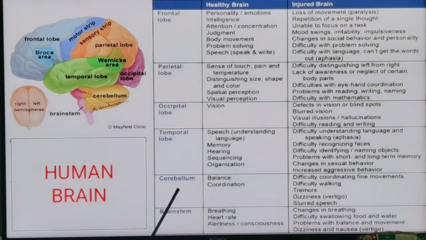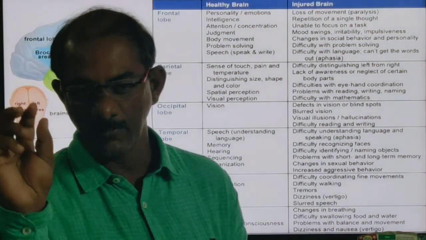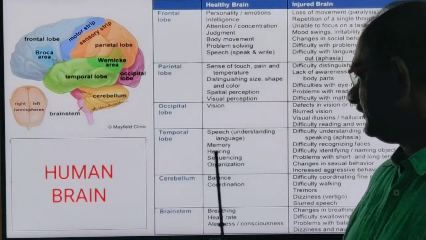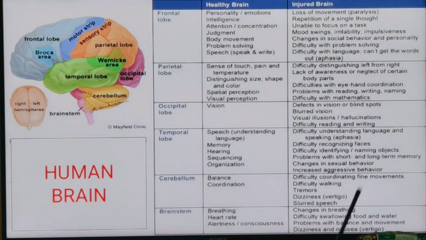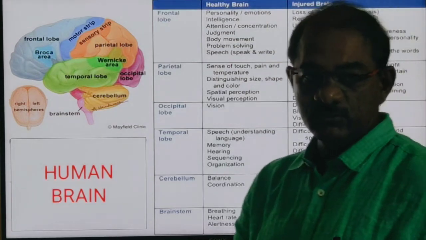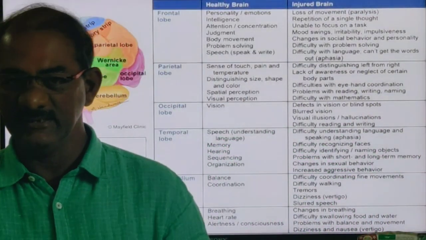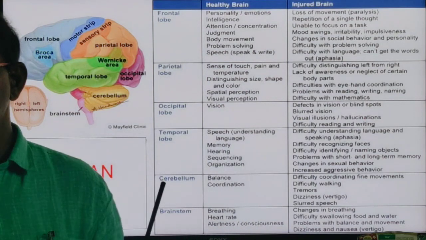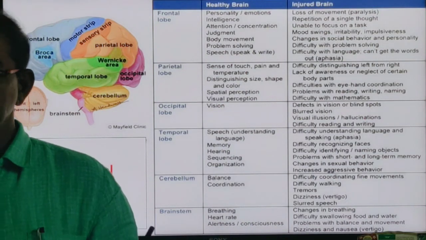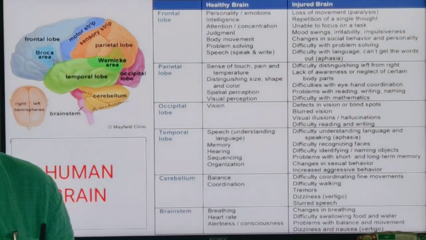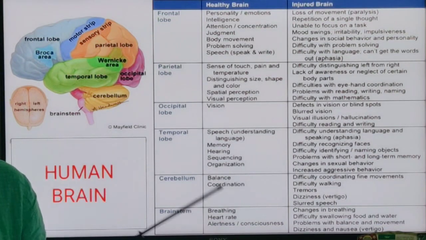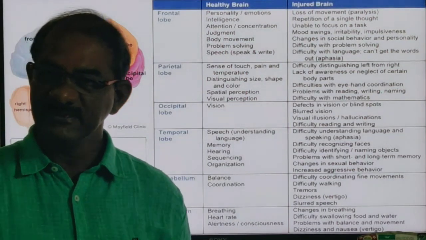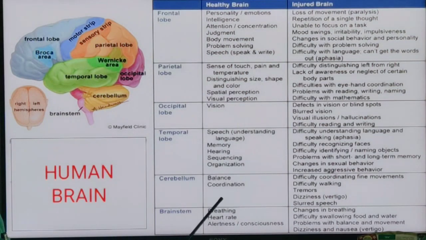Particularly the cerebellum, it is also called the small brain, and the cerebellum plays an important role in balance and coordination. Means walking, running, swimming, dancing is not possible without the cerebellum. Cerebellum is responsible for proper walking, running, swimming, dancing. Balance and coordination occur with the help of the cerebellum.